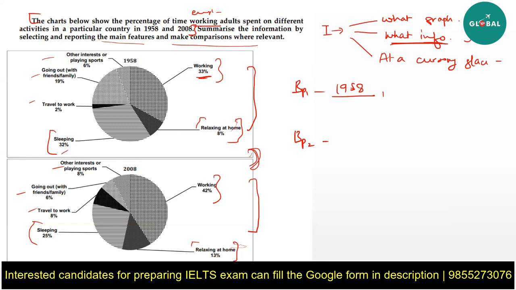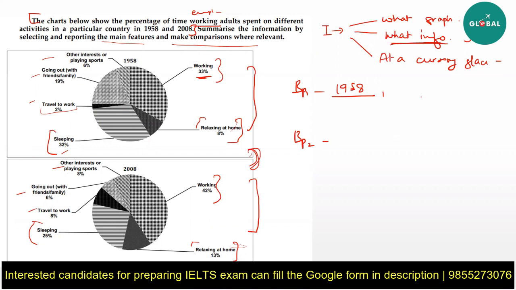You can start with, okay, one third of the day was spent working, and then just after that, the majority of the time left over was spent on sleeping, and in brackets you can say 32%. After that, the least time was spent on traveling to work, which was 2% in 1958. Though they spent a relatively big amount of time going out with their friends and family and relaxing at home, 19% and 8% respectively. The rest of the time left, which is 6%, was spent on other activities or interests that they had, which could include playing sports or other hobbies.